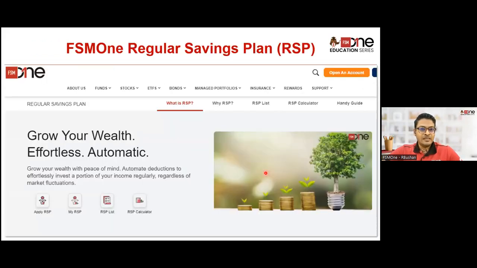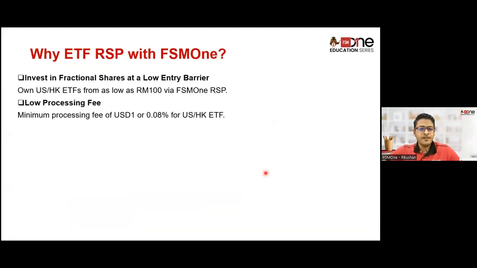So the plan that we have is called the FSM1 regular savings plan, whereby you can actually invest in fractional shares. So when we say from 100 ringgit, it means you're actually getting fractional shares. The reason is that you don't want to be set back because you don't have enough capital. What's more important is to get started and slowly build up. Of course there are some restrictions in using this system, but once you have built up that capital, then you can actually change to other methods altogether.